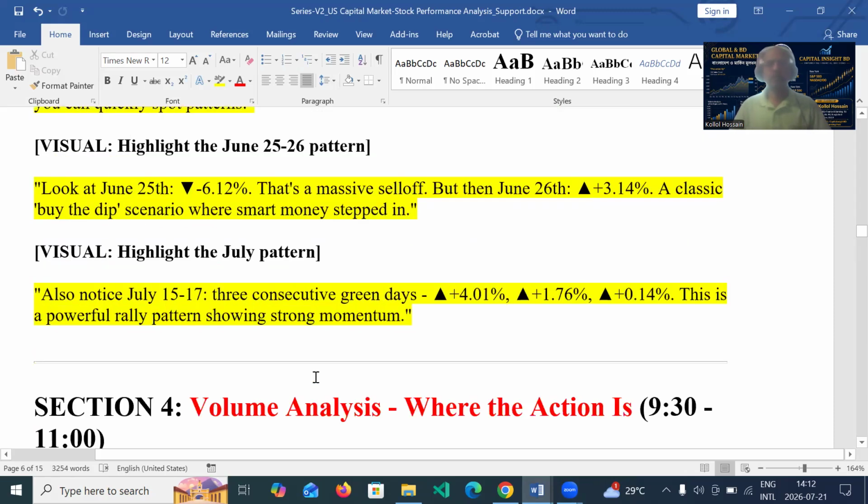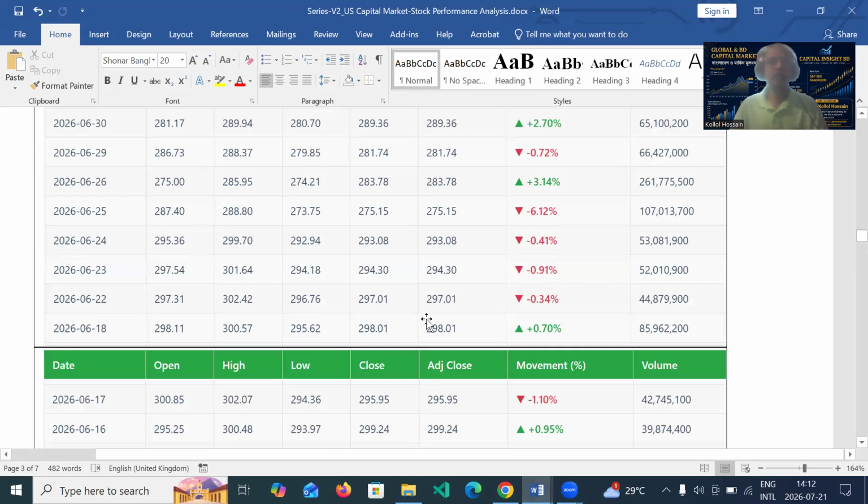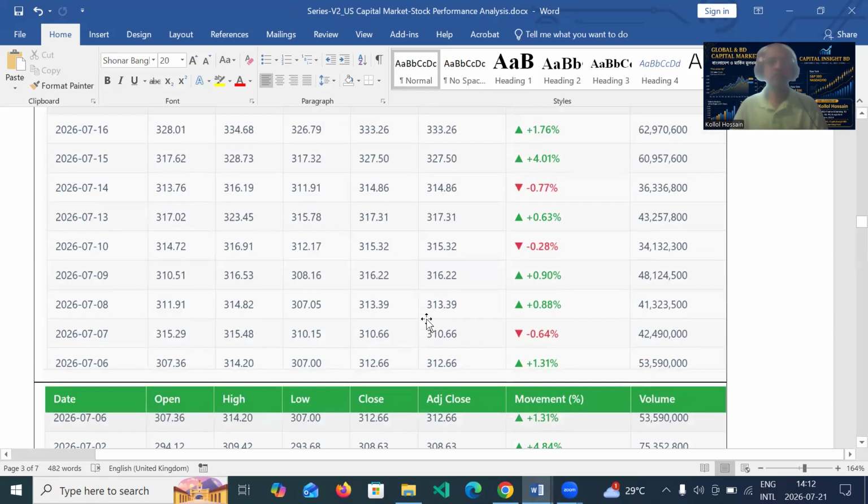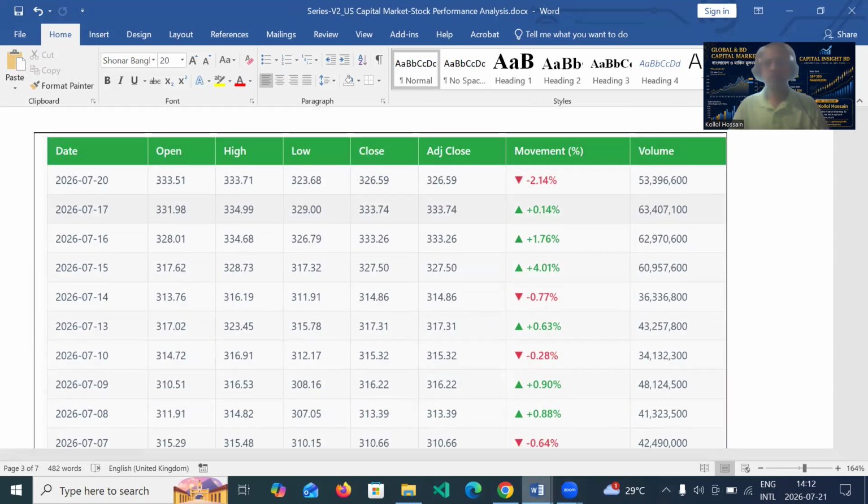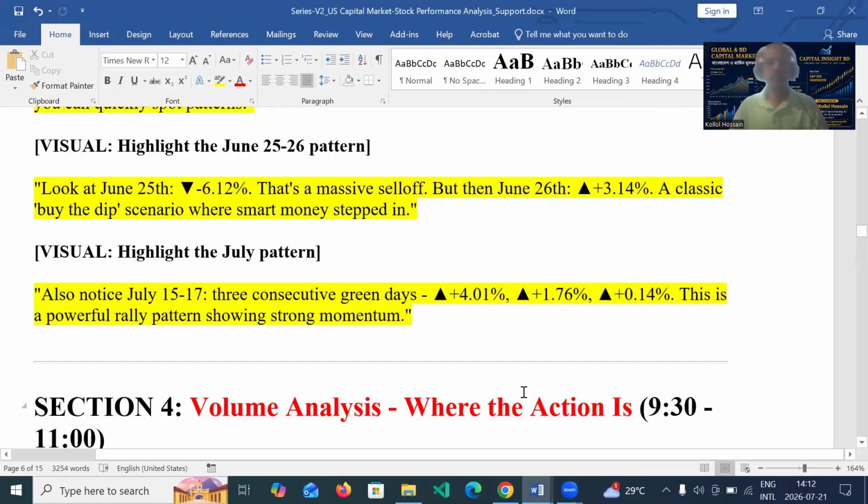Also notice July 15 to 17. What are we seeing here? 3 consecutive green days. Plus 4.01 percent, plus 1.76 percent, plus 0.14 percent. This is a powerful rally pattern showing strong momentum.